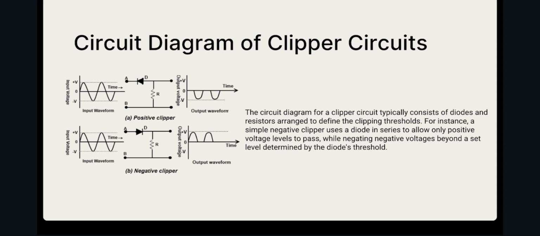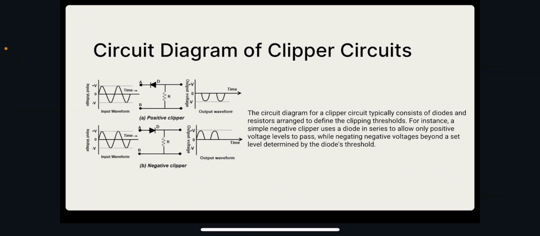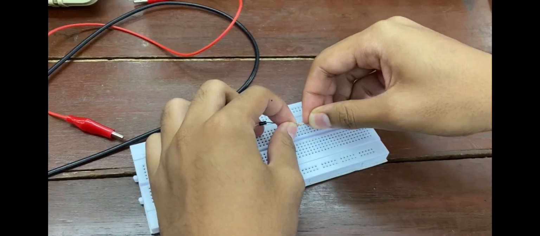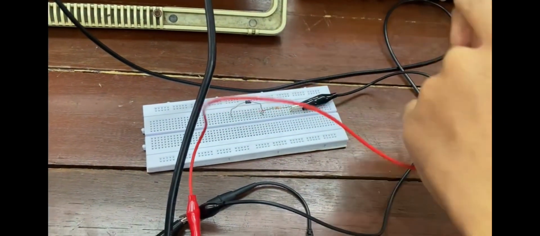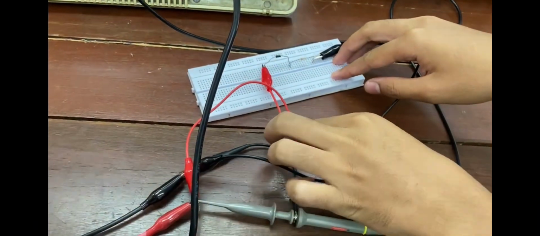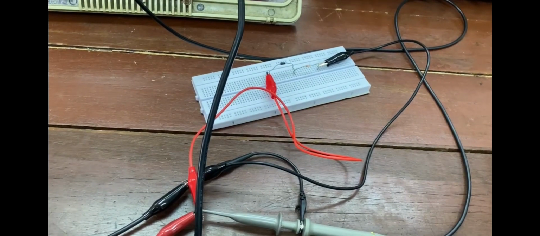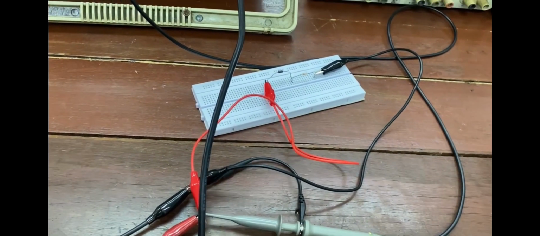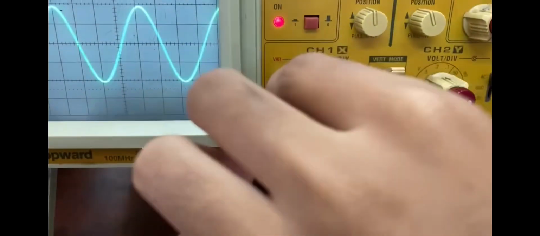We watch the diagram graph. A positive clipper, the sine wave, input sine wave is normal and output waveform is negative. But the negative clipper, input waveform is normal and output waveform is positive. Then we look, the waveform is half wave.